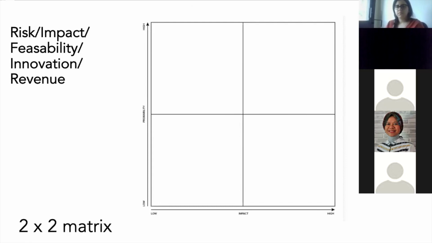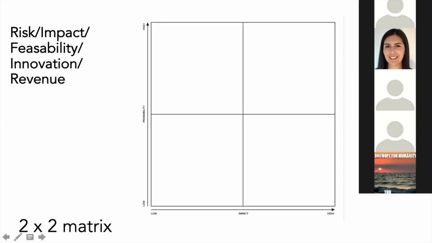Is it clear so far? These two tools or methods to decide upon one idea. Are there any questions about this? In theory, yes.